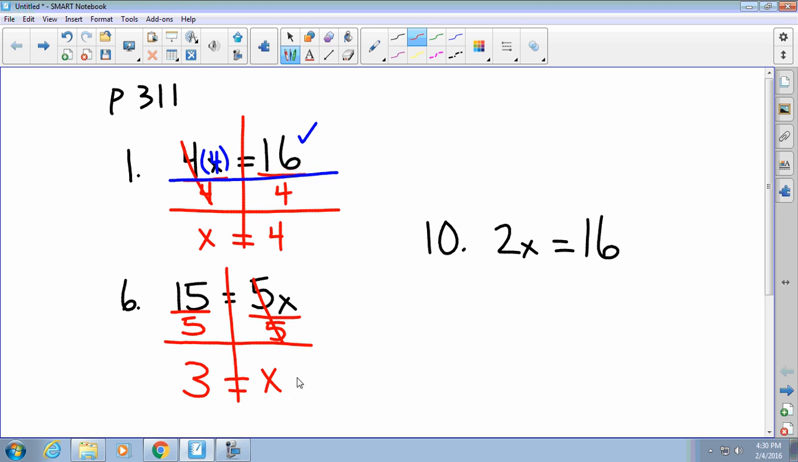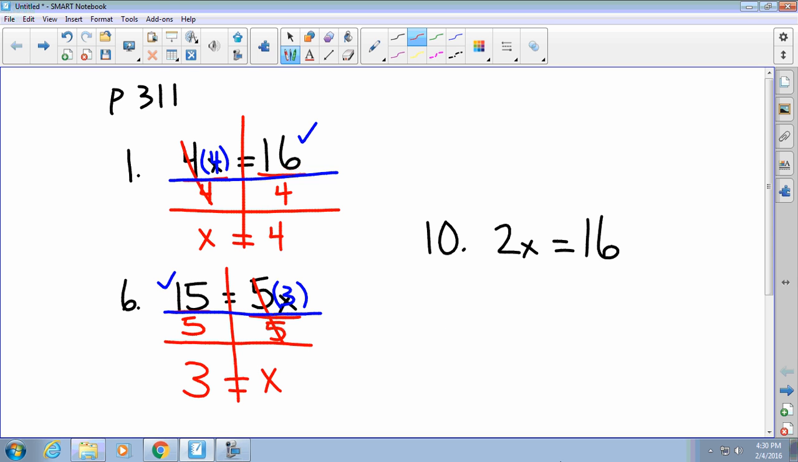X equals 3. In order to check my work, my original equation was 15 equals 5 times x. We now think x is 3. So we're going to plug in 5 times 3 to get 15, and that does check out.